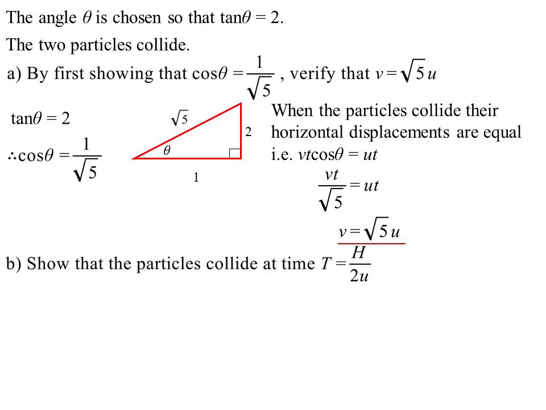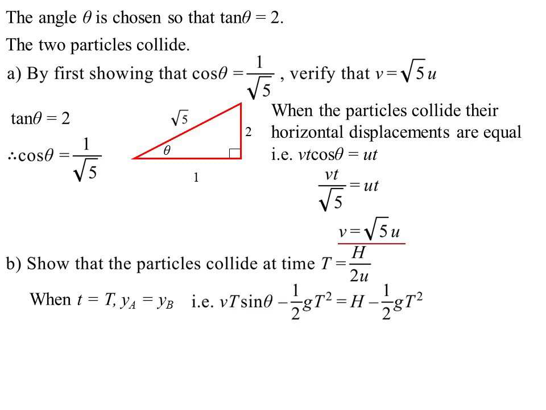We've got our answer. Show that the particles collide at this particular time. We knew 3 things were the same when they collide: their horizontal displacement, which we just used, their vertical displacement, and time. Well, time's what we're trying to find, so it must be the vertical displacements we set equal. So when t equals this capital T, the vertical displacements will be the same. Sub all that in. Capital T went in for T. Okay, let's play around with this. We want to make capital T the subject, and hopefully we'll get H on 2U. And yeah, it does. The root 5s cancel.